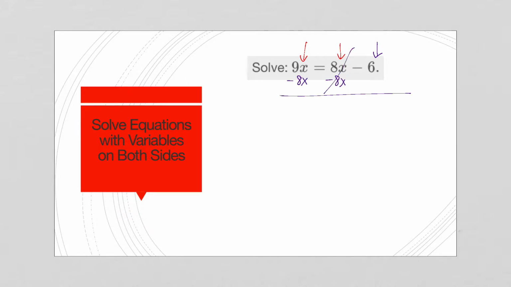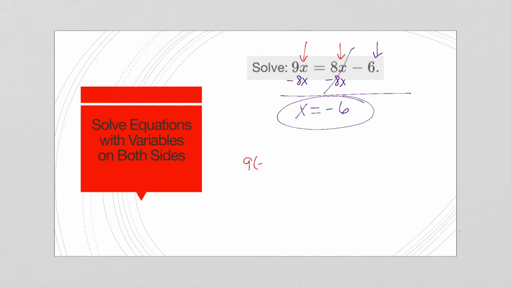That creates 0 right there. Now I have my variables on the left, I've got my constants on the right, and it should make it pretty easy to solve. So 9x minus 8x is just plain old x, or 1x. And I've got negative 6 left over here. So that's that answer.